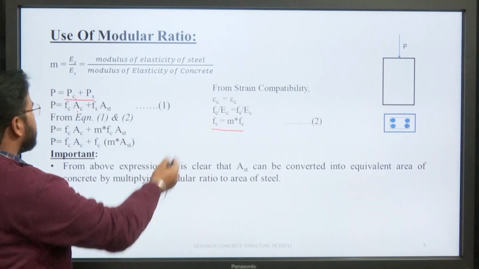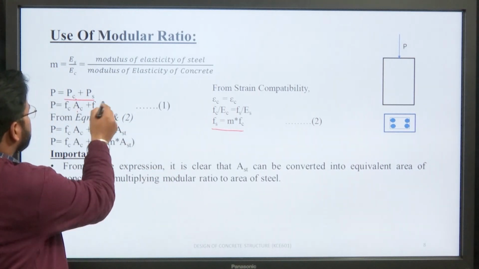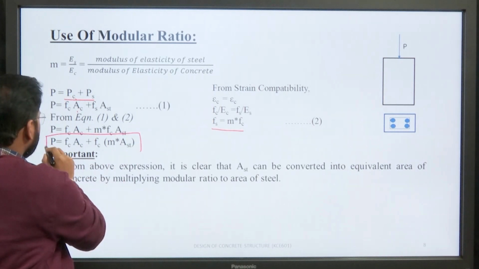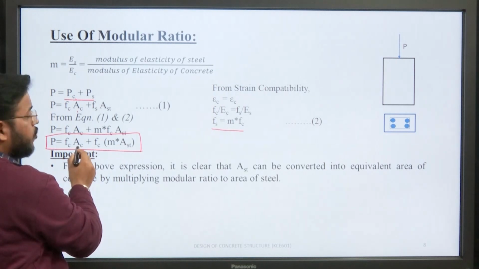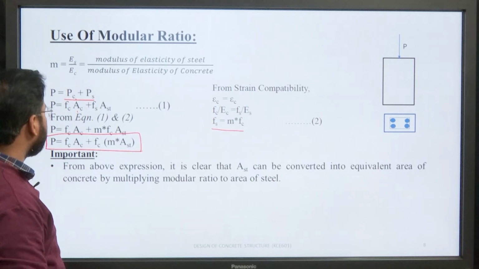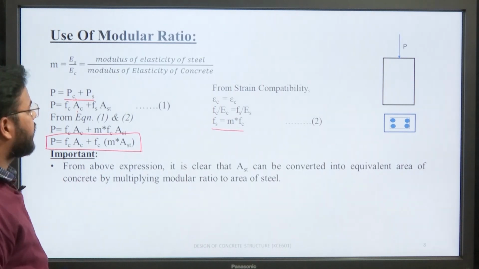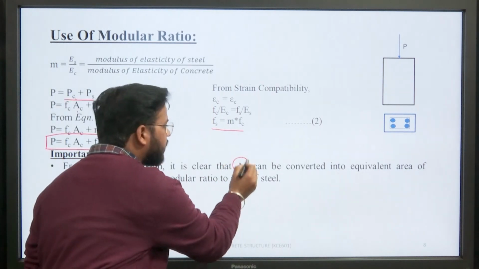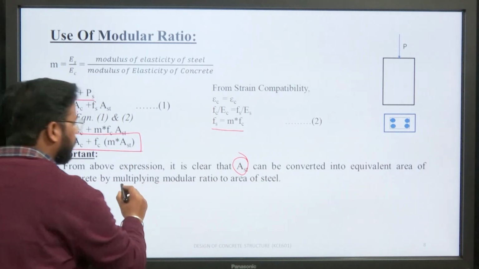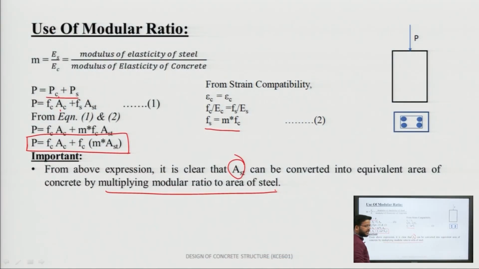So, from the first and second equations, when we substitute, you can find that P equals stress in concrete into area of concrete plus stress in concrete into modular ratio into AST. From this equation we find that the area of steel can be converted into an equivalent area of concrete by multiplying the modular ratio with the area of steel. It is used when we do the analysis part.